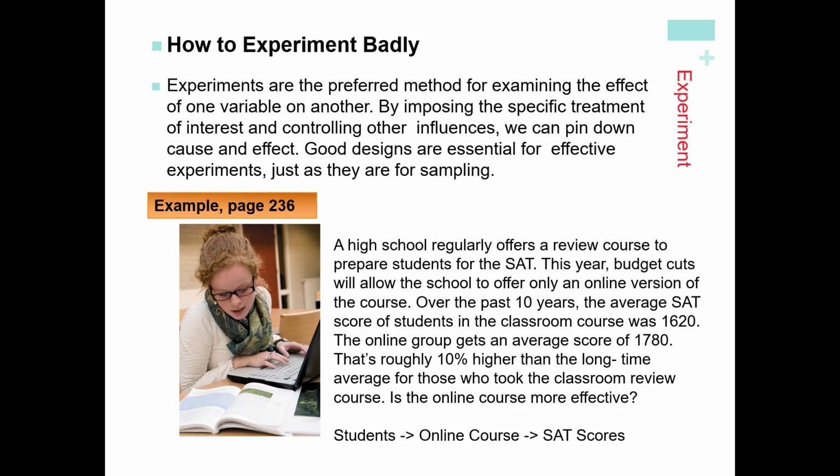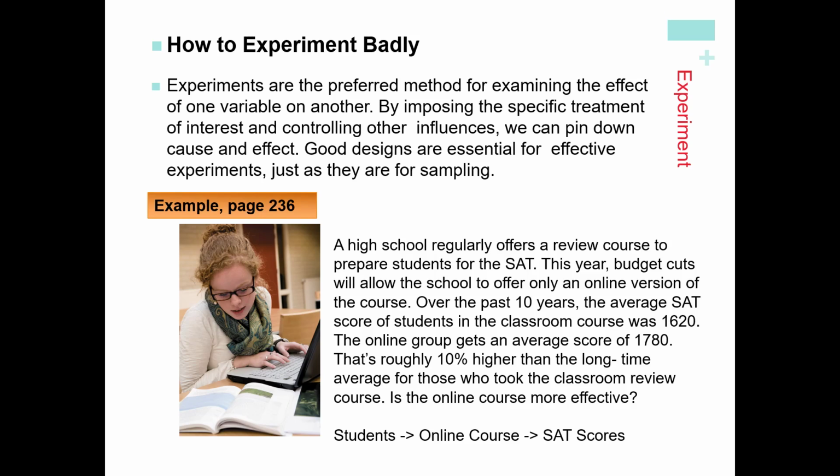Okay. Experiments are the preferred method for examining the effect of one variable on another. But that doesn't mean they're always well designed. So let's look at this case from page 236. A high school regularly offers a review course to prepare students for the SAT. This year, budget cuts are only going to allow the school to offer an online version of the course. Over the past 10 years, the average SAT score was a 1620. That was through the course in the classroom, live taught. The online group, remember they've only been going for 1 year this year, gets an average score of a 1780.